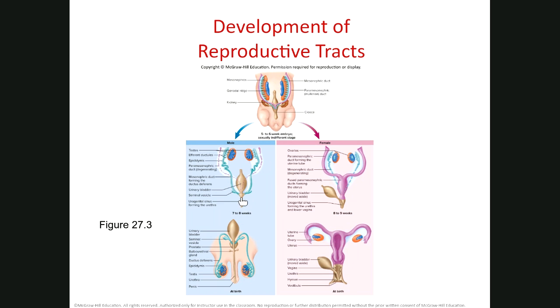Now, if the fetus does not have the Y chromosome, there's no development of the testis, no production of TDF, no production of testosterone, and no production of MIF. So the male tract completely degenerates. You'll be left with the female reproductive tract, and then the female reproductive organs will develop.